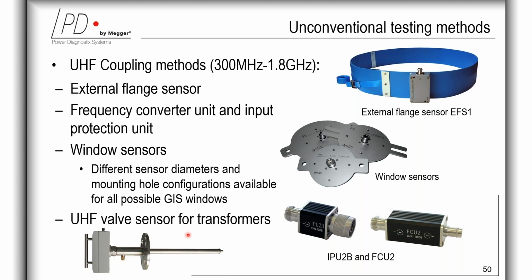And ultra-high frequency transformer sensors can be used to detect internal partial discharges on power transformers in a frequency range between 300 megahertz and 600 megahertz. And Power Diagnostics provides the valve sensor, which is called TVS2, for the oil valves.